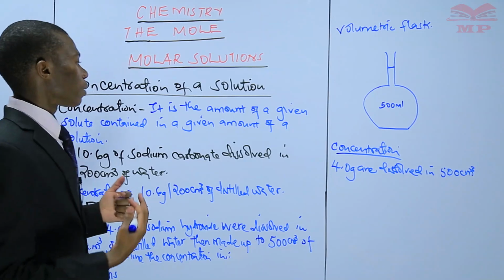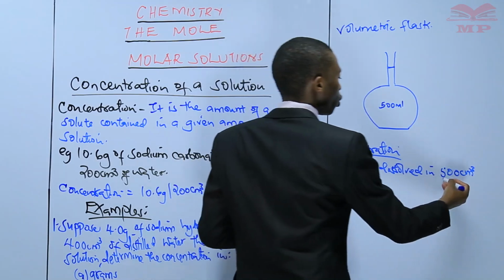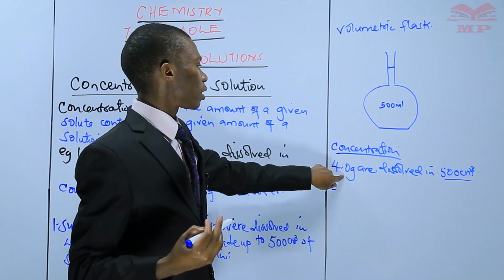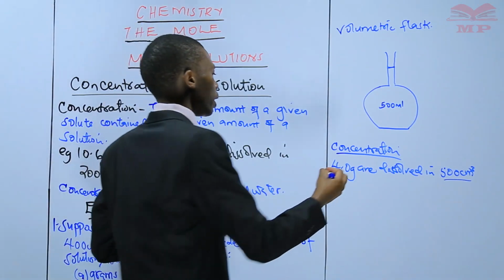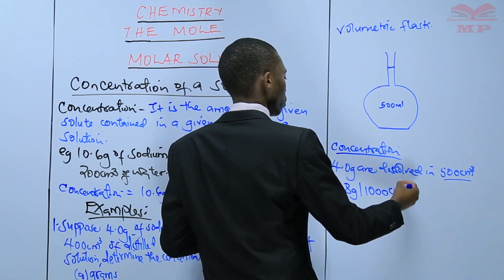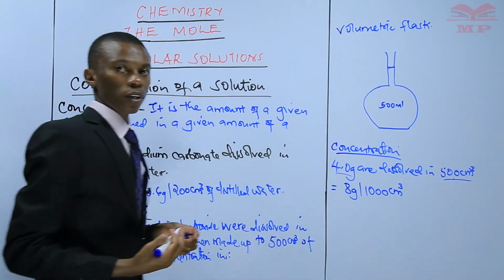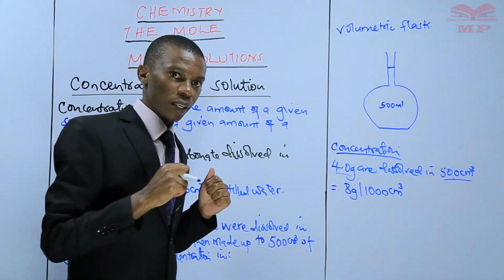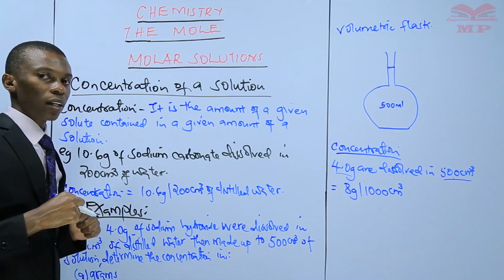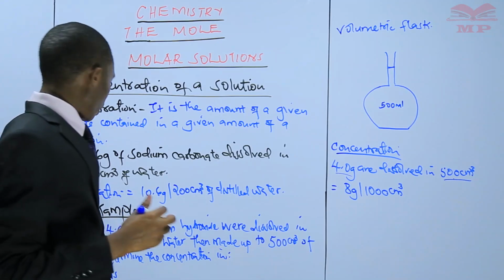Therefore, for the concentration in grams, if you make this volume 1 liter, the amount of the solute is also going to rise. It would be 8 grams per 1000 centimeters cubed. If you raise the volume, you also raise the amount of the solute. Therefore, the concentration in grams is 8 grams per 1000 centimeters cubed of distilled water. That is the concentration in grams. This is A.